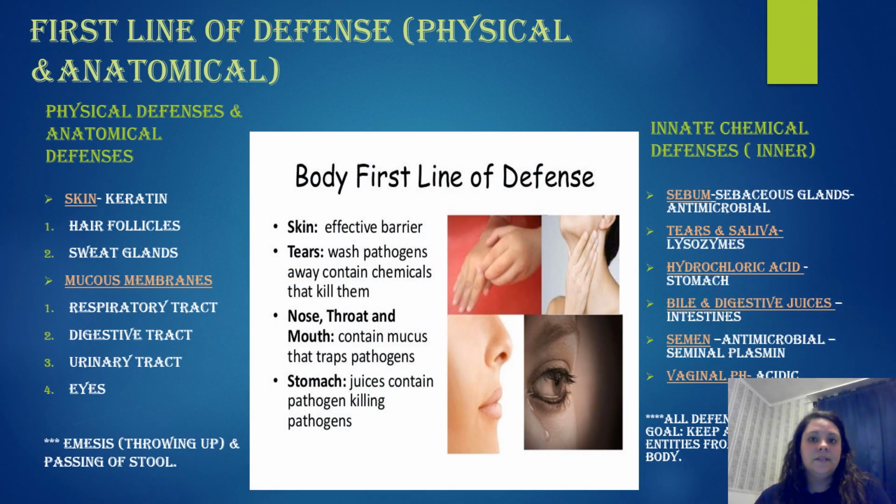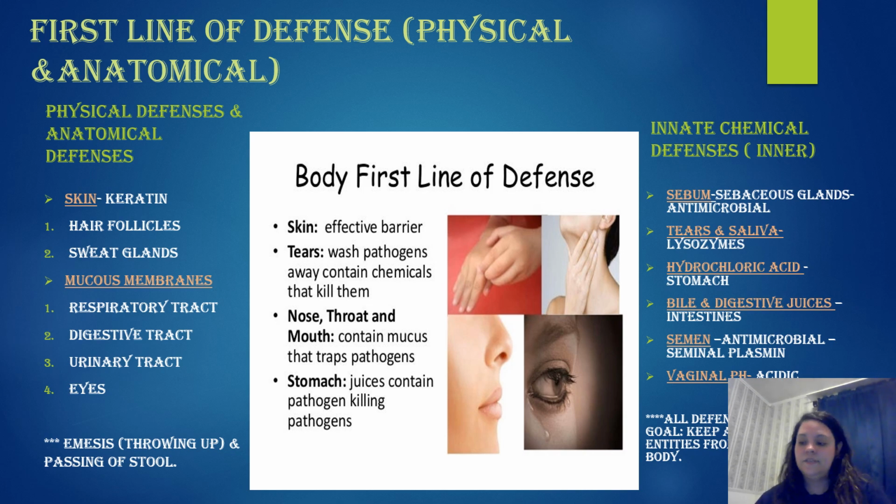The first line of defense for the human body is going to be the physical and anatomical defenses of the human body. So the physical defenses and anatomical defenses are going to be categorized as your skin.